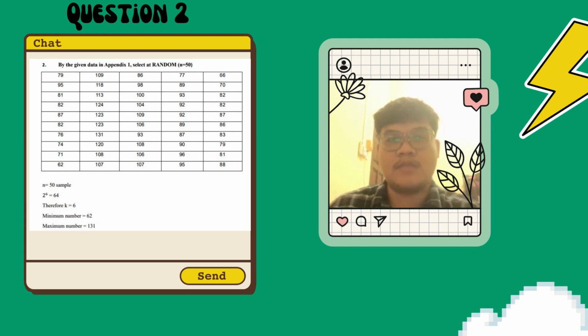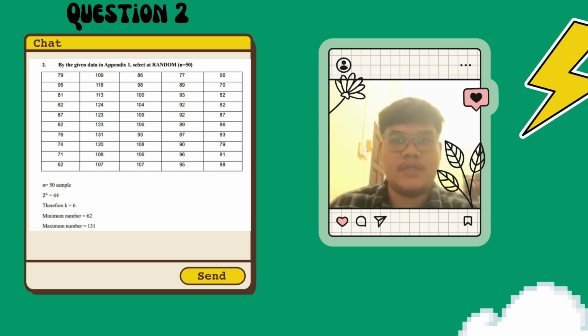Okay, now let's move on to question 2, which is, by the given data in Appendix 1, select a random sample of n equal 50. We have a set of numbers arranged in rows which is called Appendix 1. These numbers are collected into a list. From these numbers, we randomly select 50 of them to make a smaller set, like taking a handful from a larger group. The value of k is k equals 6. It identifies the 6th number in our randomly chosen set.